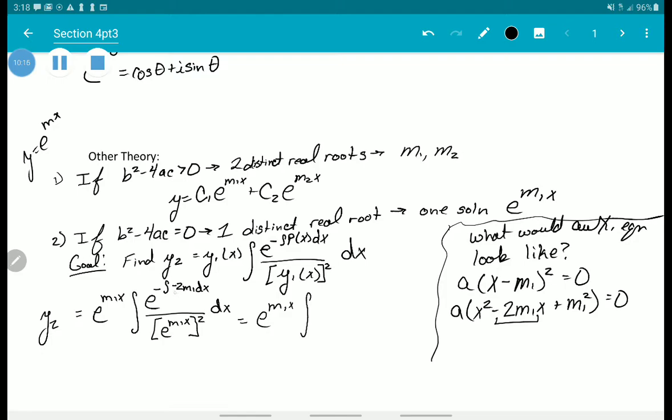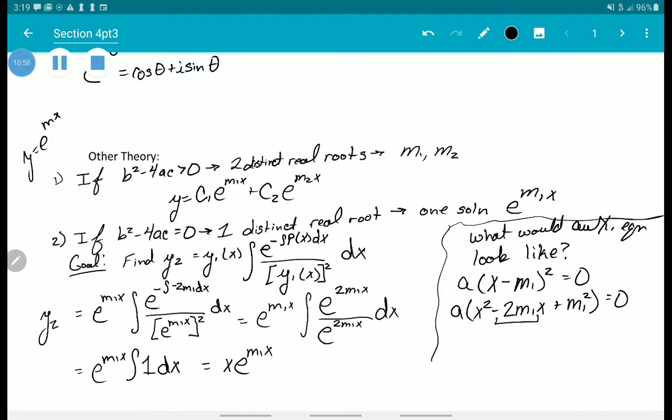When we integrate negative 2m1, that guy's just a number, and we integrate with respect to x, we're going to get negative 2m1x. Well, that negative times this negative here will end up being a positive, so that's going to be 2m1x. And then when we square that bottom, we're going to end up with a 2m1x in that exponent also. And notice that's going to reduce to 1. And then when we integrate 1, we're going to get x. So this is going to be x times e to the m1x.